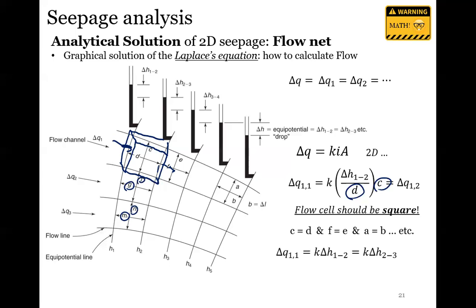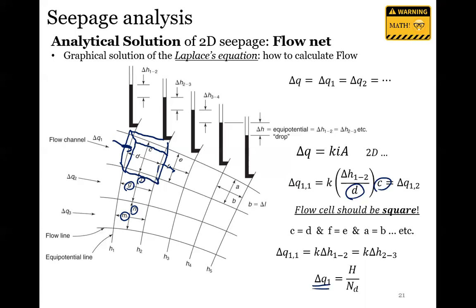If that's the case, then our change of flow going through each individual cell is just equal to this K value times the change of head going through each one. So we can find our change of head through one of them by taking our total head divided by the number of drops. That ND value is the number of these equipotential drops that we go through. This is our change of flow in one cell.